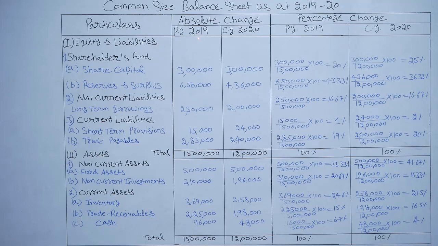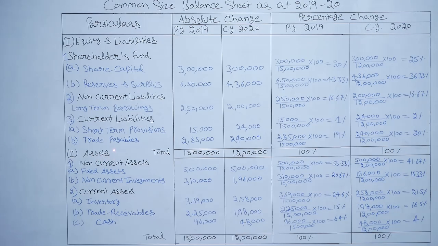So total of previous year liability is 15 lakh. Total of current year liability is 12 lakh. So 15 lakh divide 15 lakh into 100, then we get 100%. 12 lakh divide 12 lakh into 100 is equal to 100%. Now come to asset side. First is non-current assets. A.